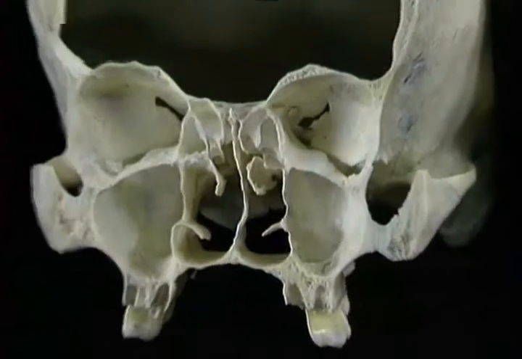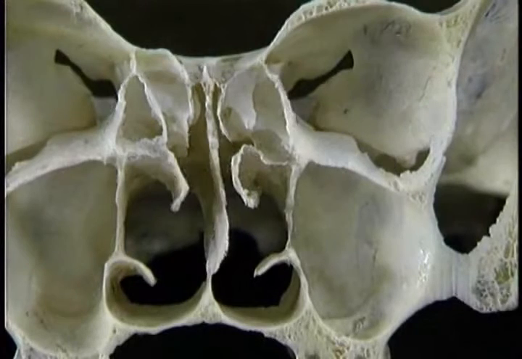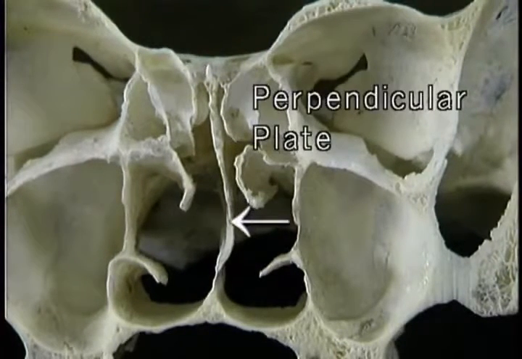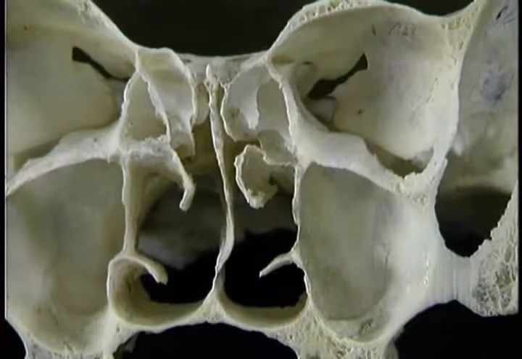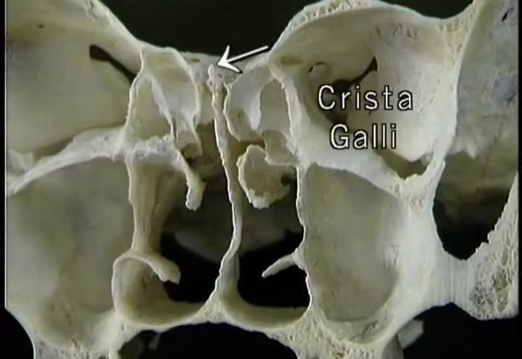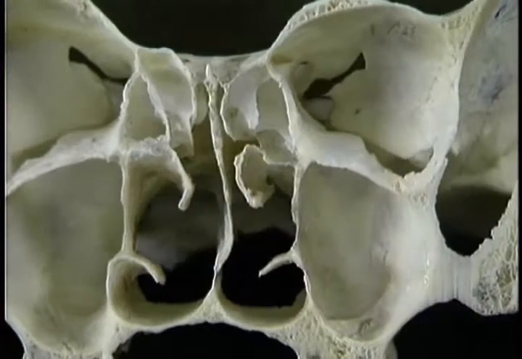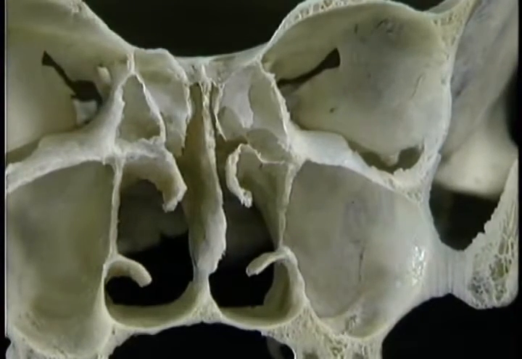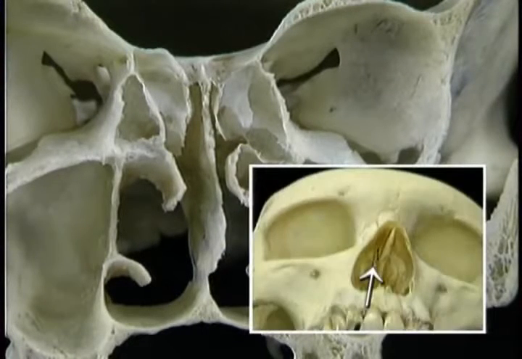The ethmoid bone is a fragile coalition of parts. The best way to see all of them is to go back to the skull that was divided in the frontal plane. All of this is the ethmoid bone. This part, the perpendicular plate of the ethmoid, forms a large part of the bony nasal septum. This upward projection is the beginning of the crista galli, which rises up in the floor of the anterior cranial fossa. On each side of the crista galli are the cribriform plates, which we've seen already from above and from below.